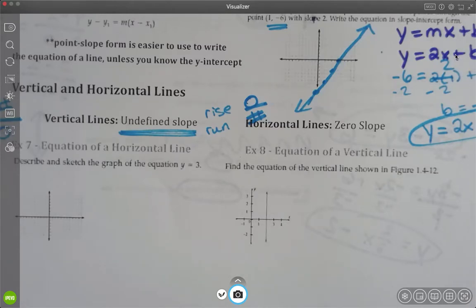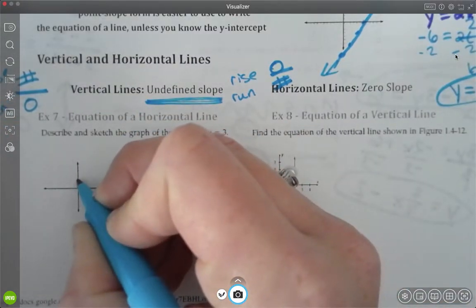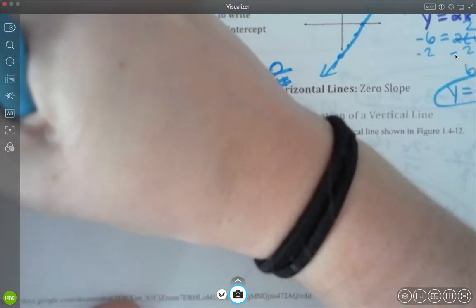So they give us a horizontal line to start with. They say y equals 3. Here's what you do. Go up to 3 on the y-axis. Put a dot. And then no matter what, it's going to be 3. So we're going to run that straight across.